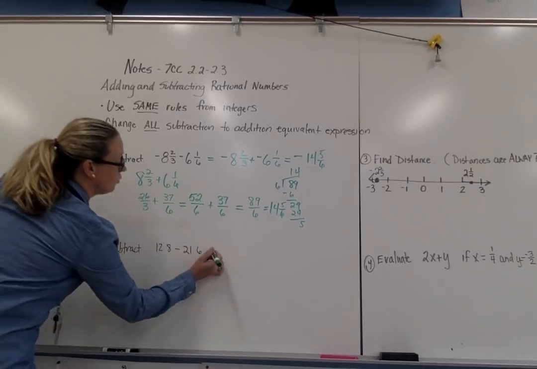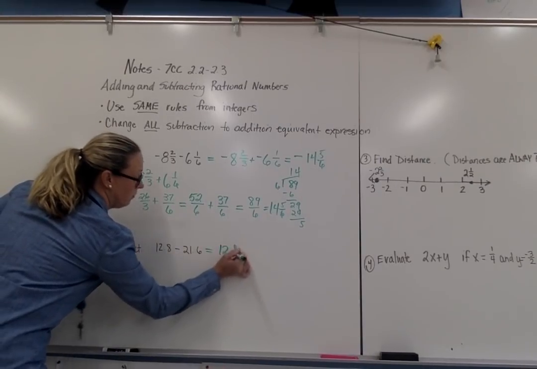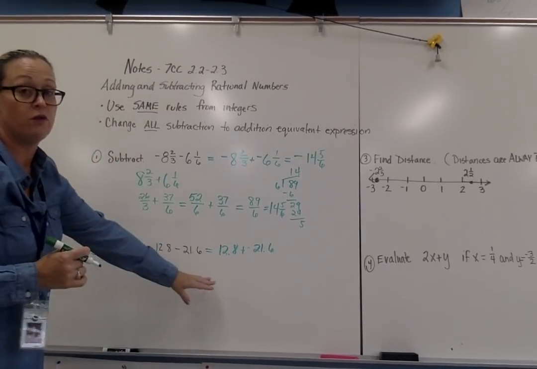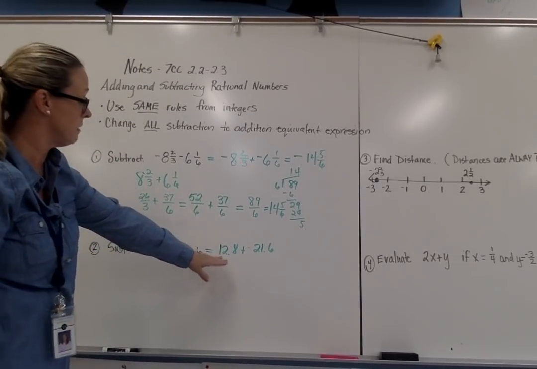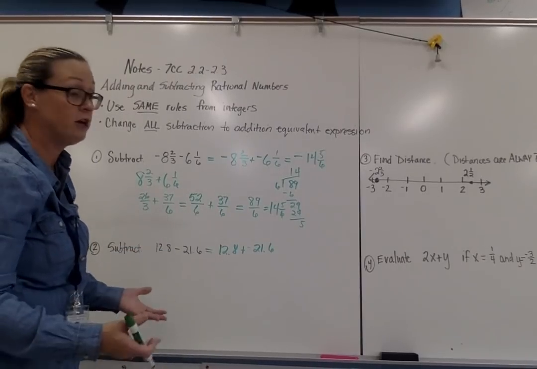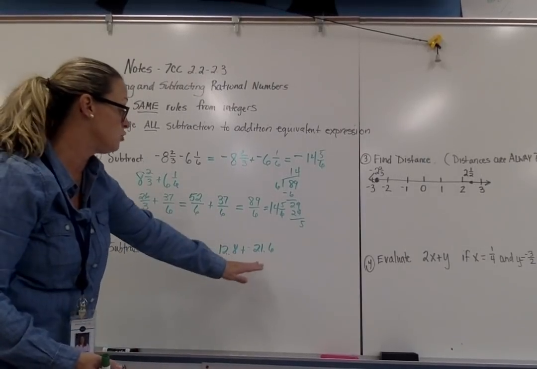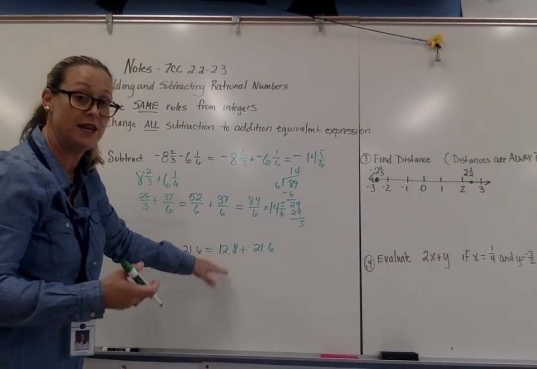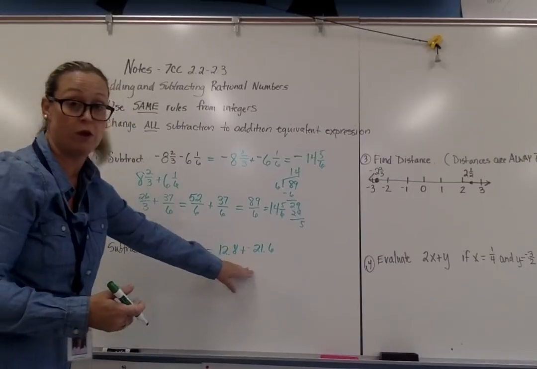In example 2, it's another subtraction problem. I'm going to create an equivalent addition expression, 12.8 plus negative 21.6. I'm going to remind myself of the integer rules. I'm adding a positive and a negative, therefore I have zero pairs. When I have zero pairs, I end up subtracting. I'm going to subtract the largest, the negative, from the negative minus the positive because I have more negatives.